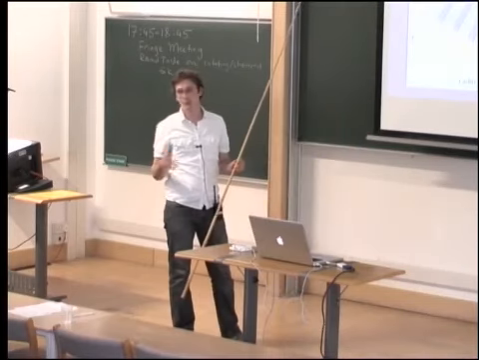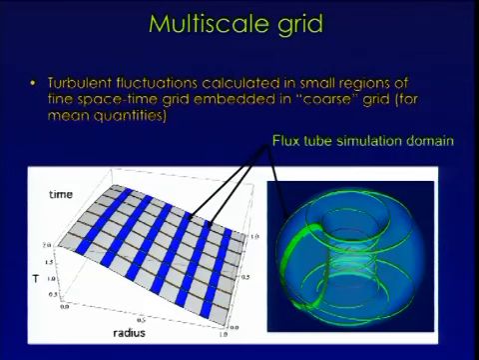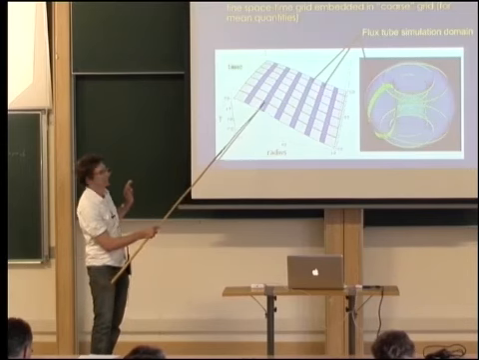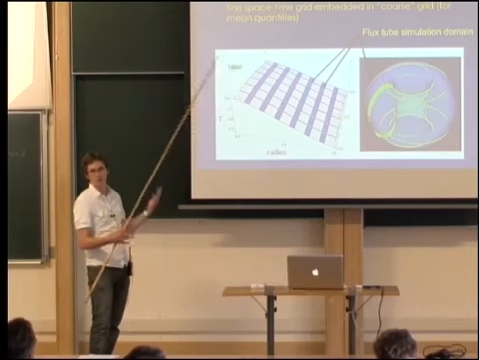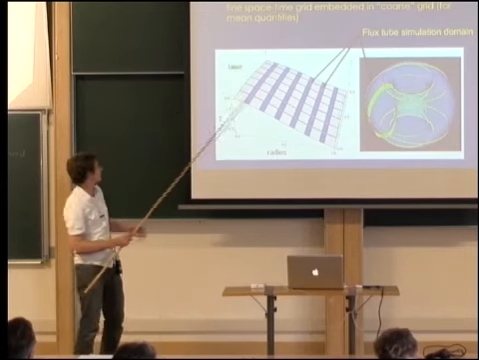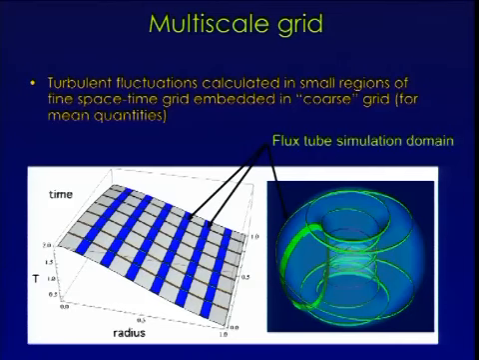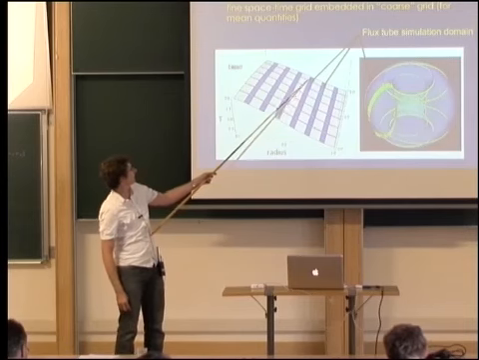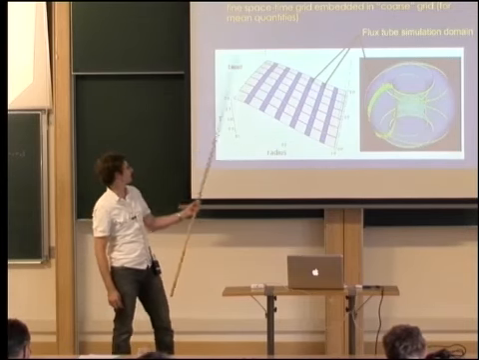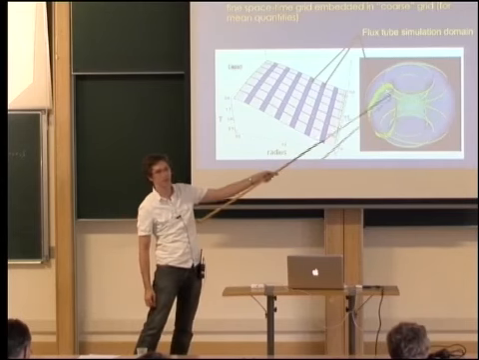We're going to do this using a multi-scale algorithm where we solve for the turbulence in small regions in space and time. So we're looking at temperature profile versus radius and time. We look at small regions where you have a fine scale mesh for the turbulence, and we embed this in a coarse grid where we evolve the mean profiles, so a 1D radial grid for the mean profiles. Each of these little regions in which we resolve the turbulence is represented by a flux tube simulation domain, which is shown here.